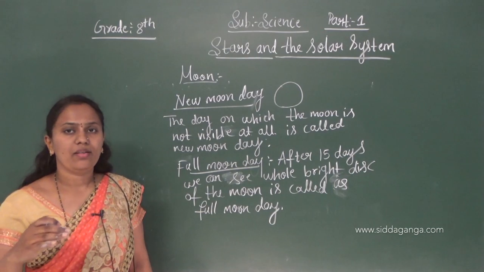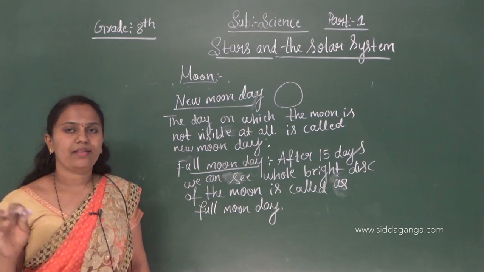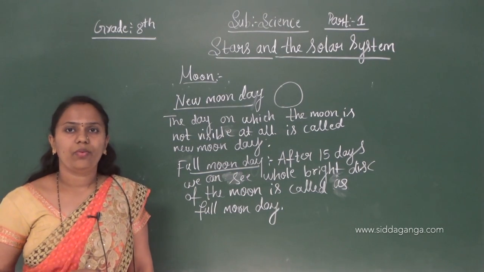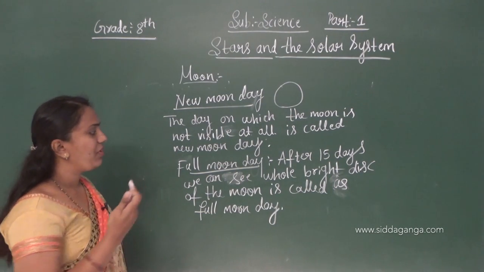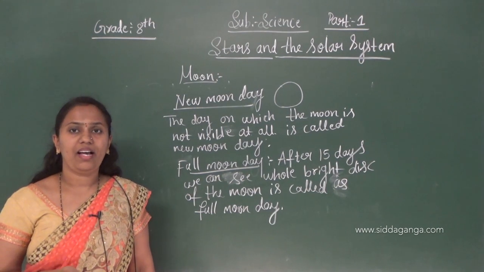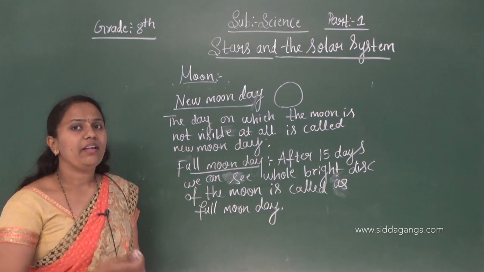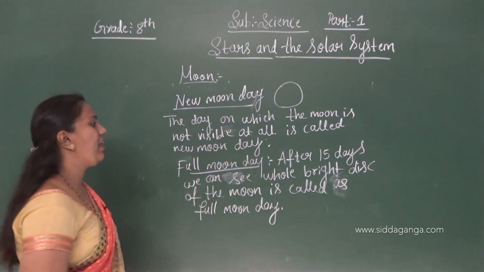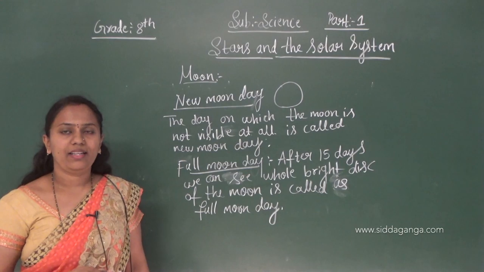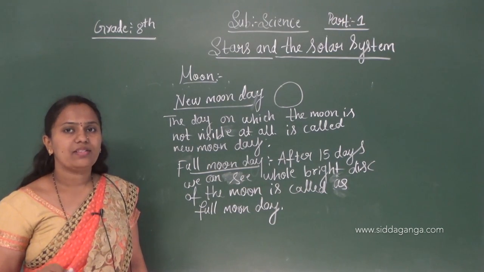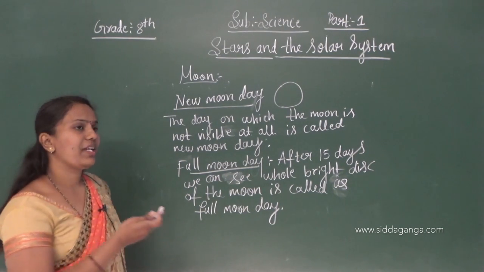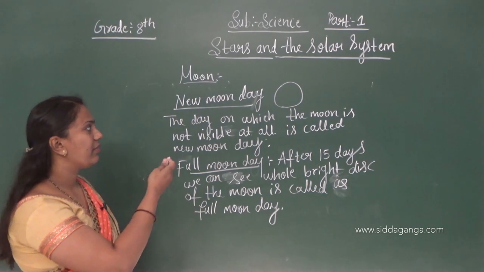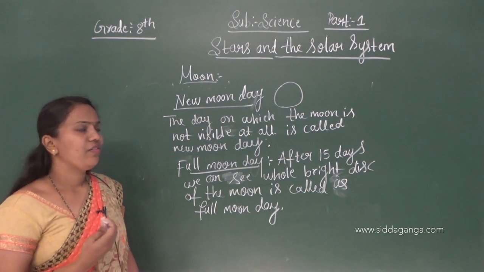In the middle, we see some crescent-like shape of the moon, so on that day we call it a crescent moon. By seeing this new moon day and full moon day, in our India we celebrate many festivals. After new moon day we celebrate Yugadi, and like this many festivals, Eid Mubarak, and on the full moon day Shivaratri. Many festivals are celebrated according to the new moon day and the full moon day.